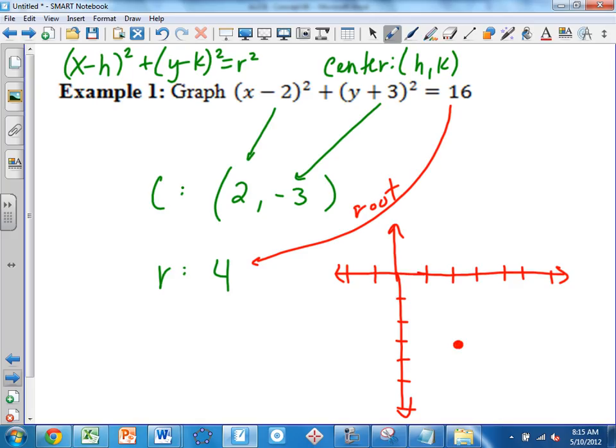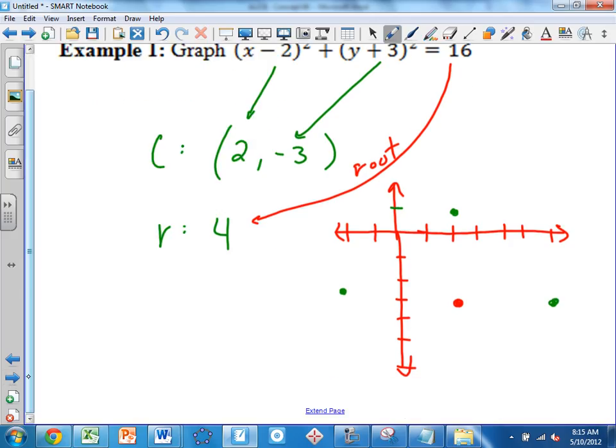Go 4 up. Okay, so 4 up would be right here. 4 to the left, okay. 2 and 2, there's 4 to the left. 4 to the right. And finally, 4 down, which is going to be off the graph. I'm going to move this down a little bit. Here's 1, 2, 3 units down, 4 units down. It'll be down here somewhere. Okay, let's extend my graph a little. So we've drawn 4 different points on the circle based on the length of the radius.